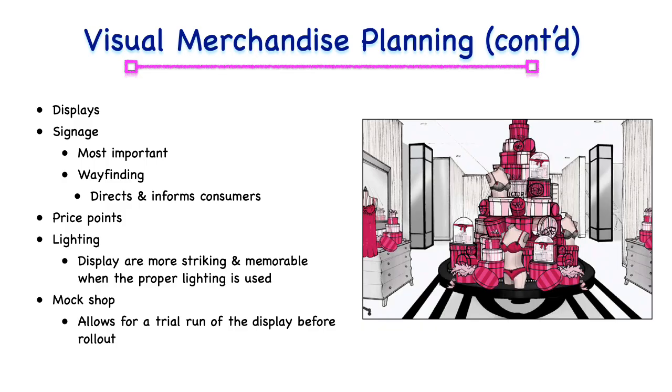Lighting is another really important thing when it comes to visual merchandising. The proper lighting can make your display more striking and more memorable when it's used. A mock shop is really a great way for a trial run of your display before you roll it out to all of your locations. Your mock shop is generally at your corporate headquarters, and this is where you'll pull everything together, make sure that it actually flows, captures attention, and does what it's supposed to do, which is sell your product.